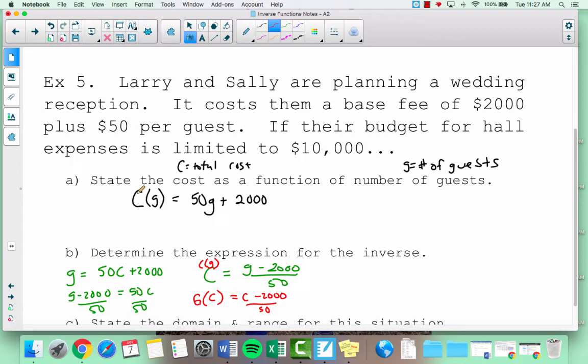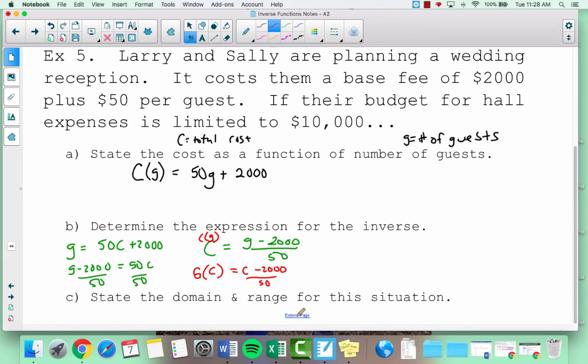So originally it was cost affects the guest. Now it's guests determine the cost. Okay, so I just flip-flopped. And now it makes more sense to our problem, because if I can tell you how much you paid, that's going to determine how many guests you can have. Okay, so there's our part B.